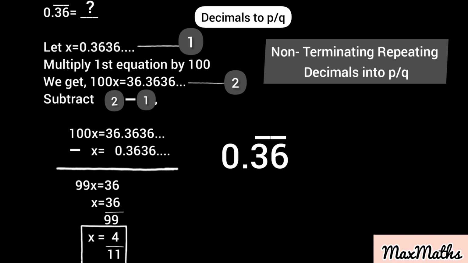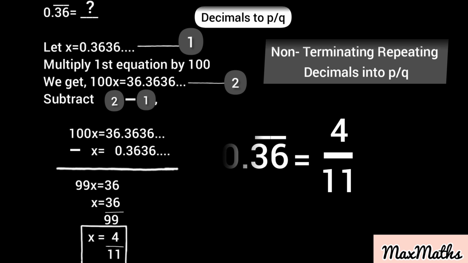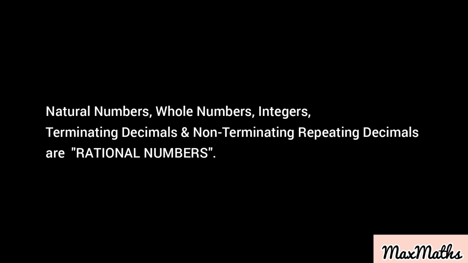Now subtract the first equation from the second equation. We'll get 99x is equal to 36, and when you send 99 to the RHS, you'll get x is equal to 36 by 99, which means x is equal to 4 by 11. And hence we can say that this non-terminating repeating decimal is a rational number. At last, we can say that all natural numbers, whole numbers, integers, terminating decimals, and non-terminating repeating decimals are rational numbers.